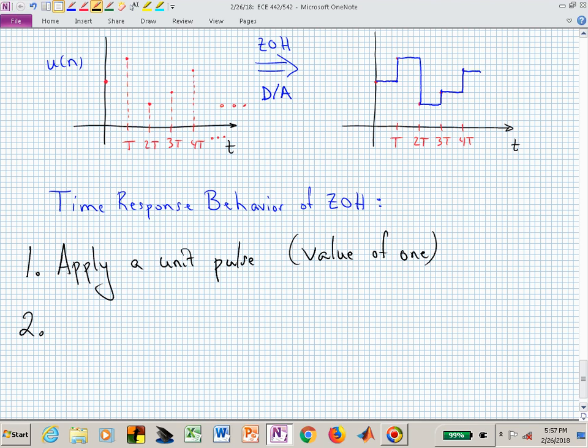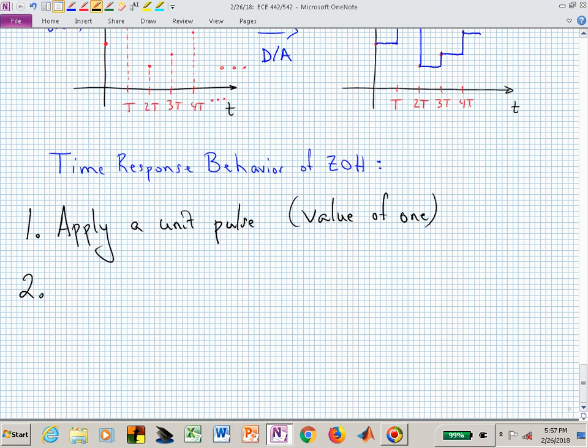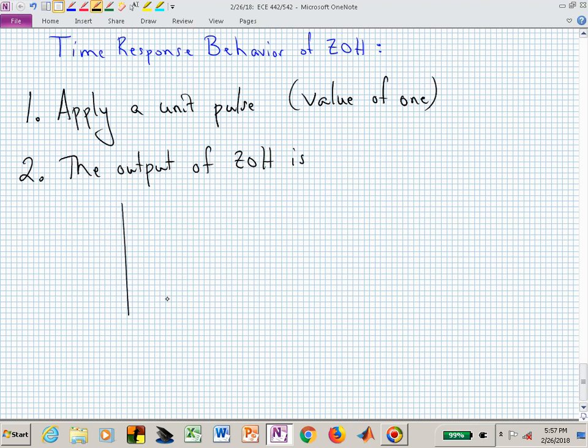Let's figure out how to describe that as a dynamic characteristic. Here's our input. We apply a unit pulse to this zero order hold, and now what's the output look like? If you had to sketch the output, let's say here's time, and now I'm saying this is the pulse response of a zero order hold. The very first thing I'm doing is I'm starting with a value of 1.